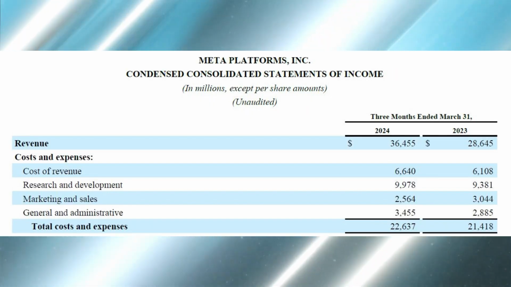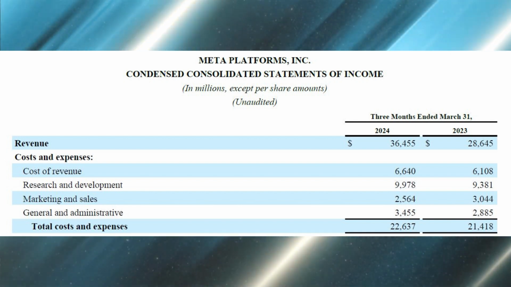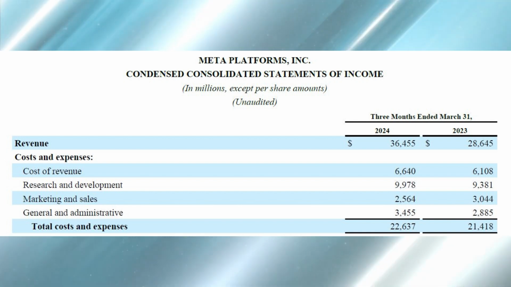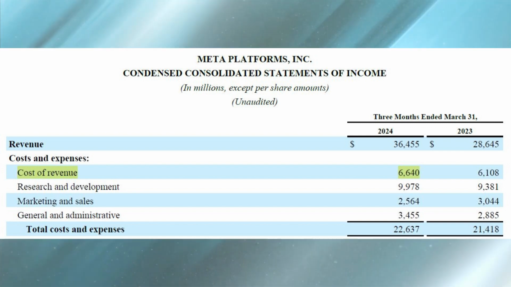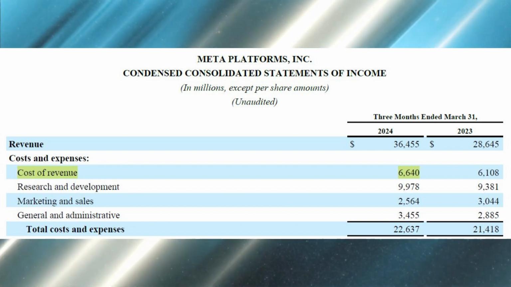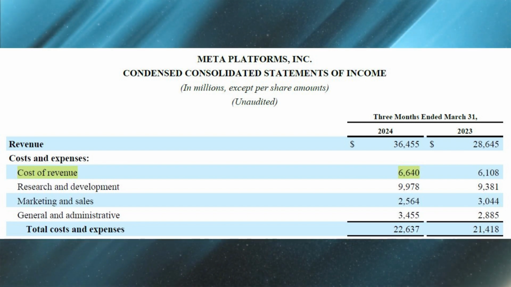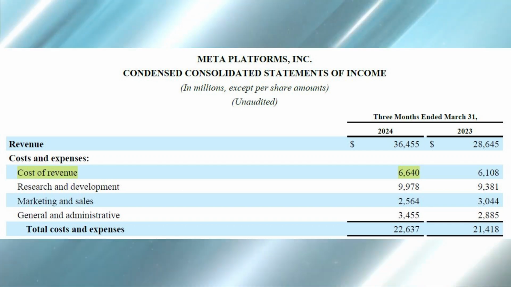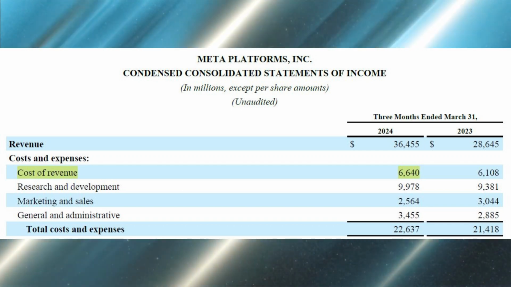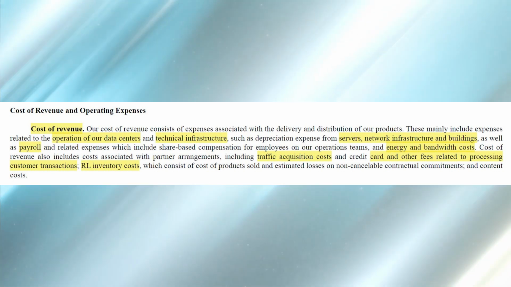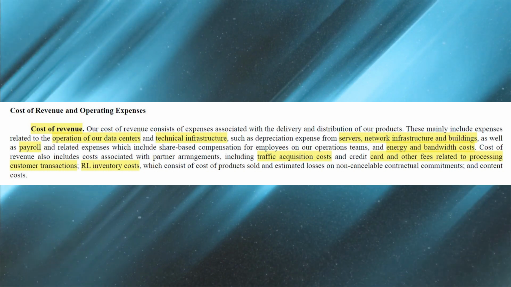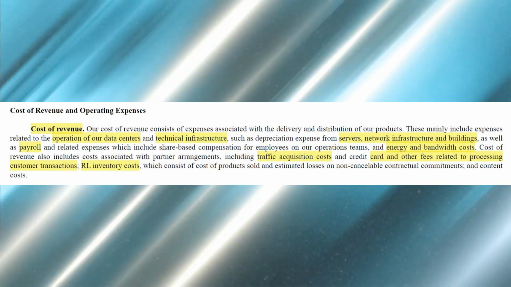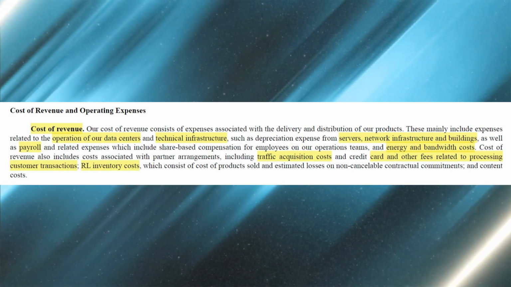Now that we got the revenue picture clear, let's see what kind of major expenses a company like Meta has to deal with. On Meta's income statement, we see a line called Cost of Revenue, which for the first quarter was about $6.6 billion. As per Meta's annual report, cost of revenue includes expenses related to technical infrastructure such as data storage, servers, and related payroll of employees, as well as credit card fees on customers' payment transactions in the apps, plus the inventory costs of Reality Labs.